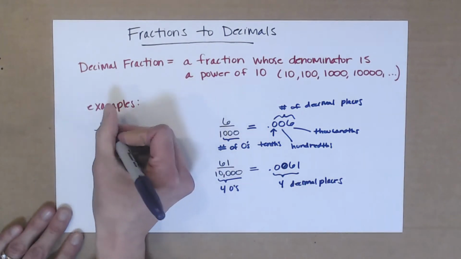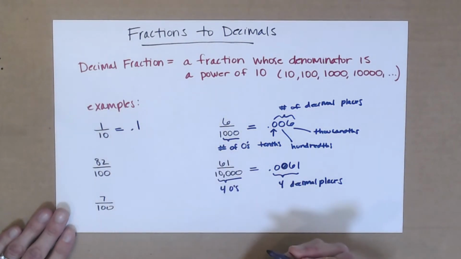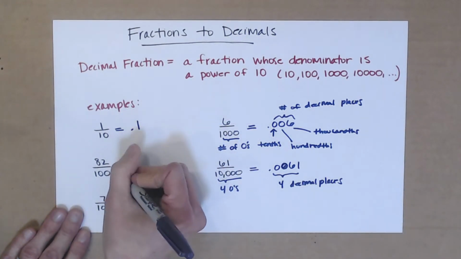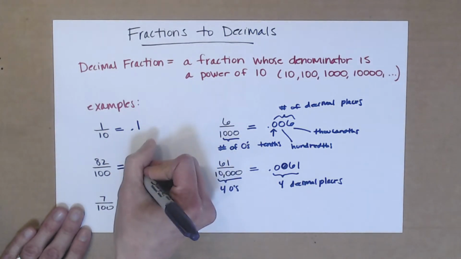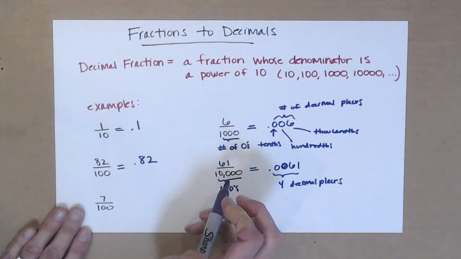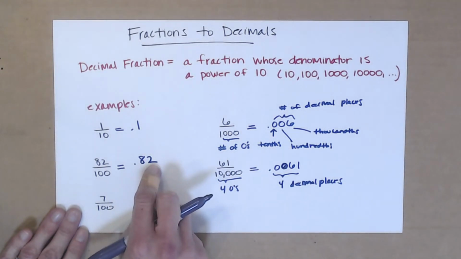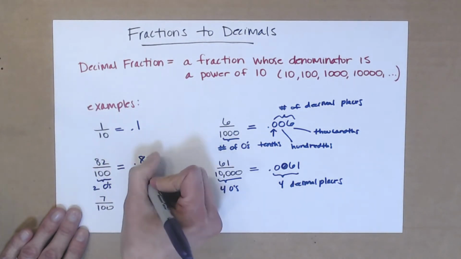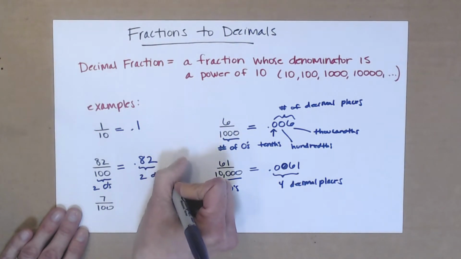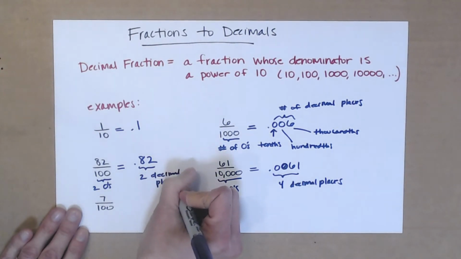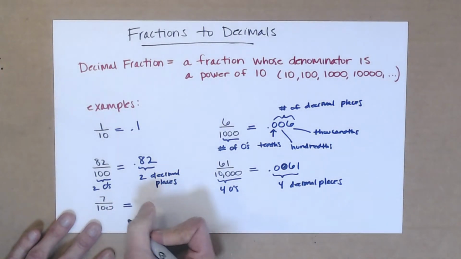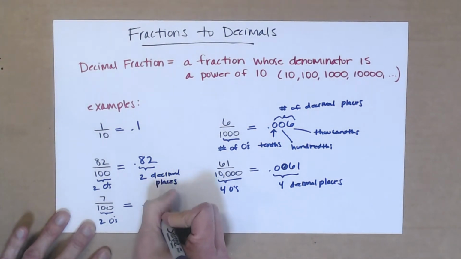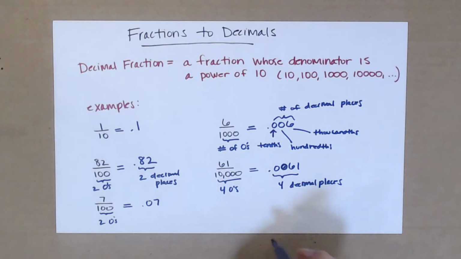Okay, so here are some other examples. 1/10 should be pretty easy. That's just 0.1 because that first decimal place is the tenths. 82 hundredths. Now we're going to write that as 0.82 because here we have tenths and hundredths. And we could use our little rule here as well. We have 2 zeros, so we should have 2 decimal places. 7 hundredths, so again we have 2 zeros. We're going to need 2 decimal places, and it's going to look like 0.07.